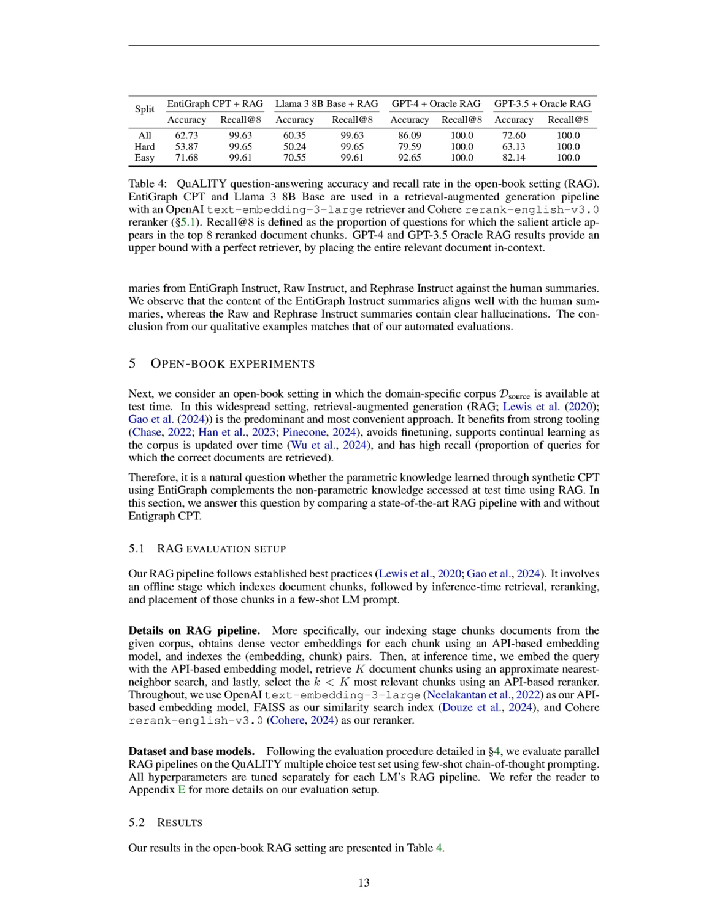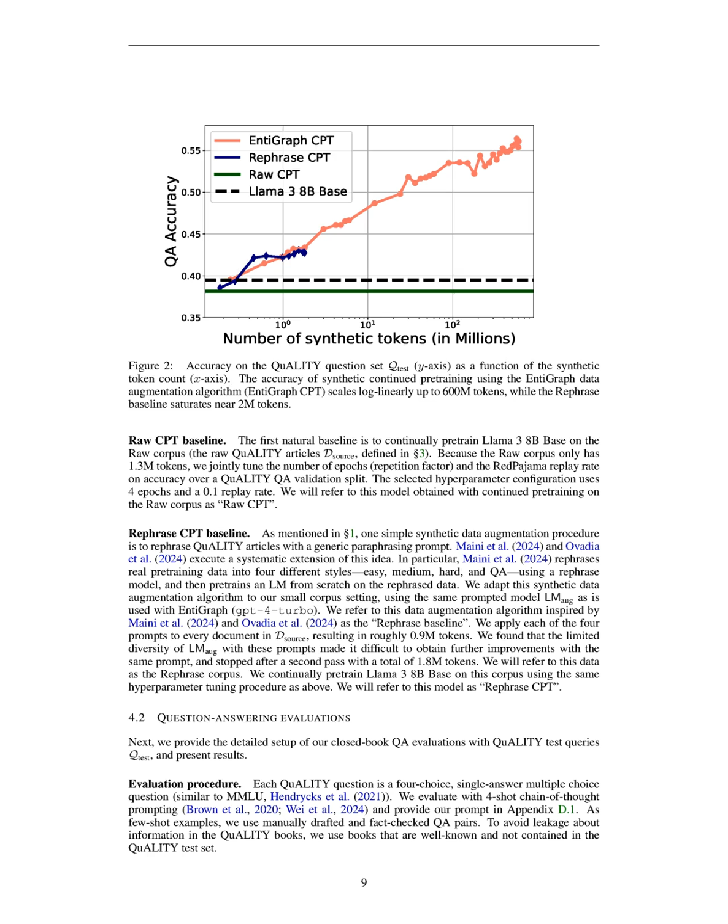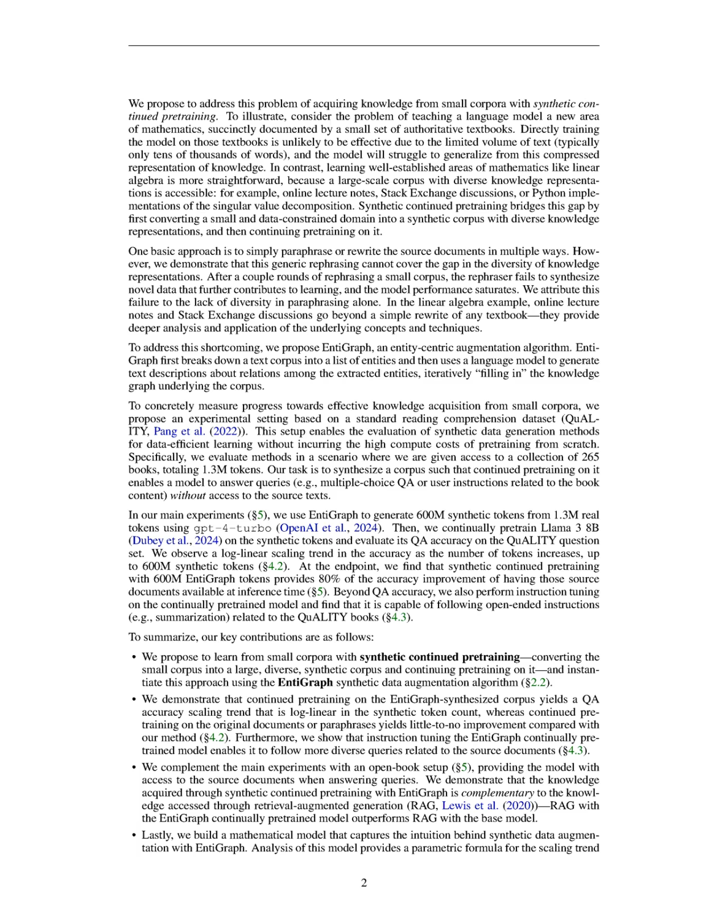The primary metric for evaluation was the accuracy of the model in answering these queries, with results showing that the model's accuracy improved from 49% to 42% after continued pre-training on the synthetic corpus, demonstrating a log linear scaling trend with the number of synthetic tokens. Additionally, the model's performance was compared against baselines, including continued pre-training on the raw corpus and a rephrased corpus, highlighting that the EntiGraph approach significantly outperformed these alternatives.